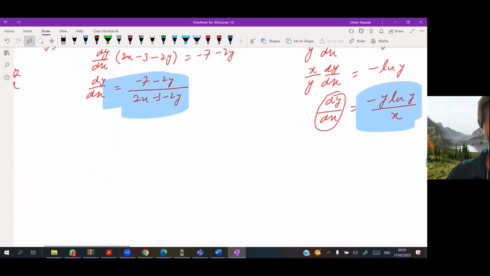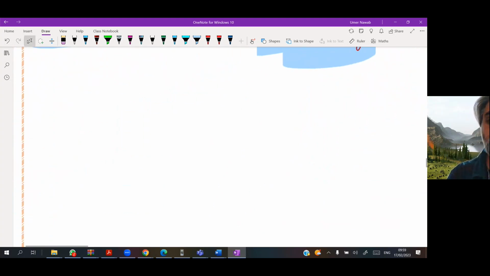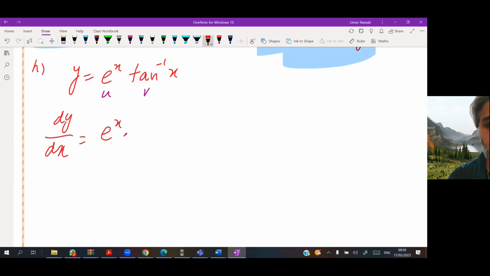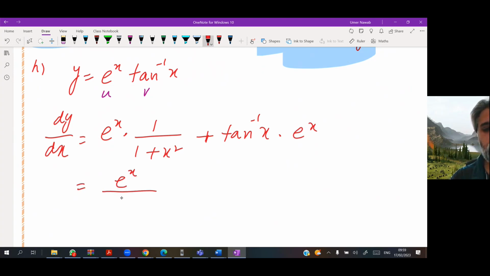I think the last part here is H. y equals e raised to x times inverse tan of x. Lovely. It's a product rule. U and v. So dy by dx: e^x as it is, the derivative of inverse tan of x is 1 over 1 plus x squared. The further derivative of x is 1, no need to write, plus inverse tan of x as it is, the derivative of e^x is e^x. I'm done. If you want to write it in a beautiful form, you can, but that's all fine.